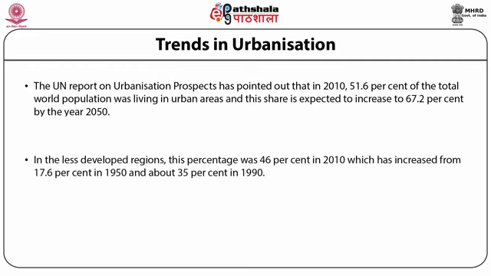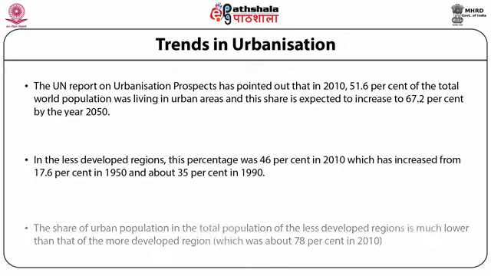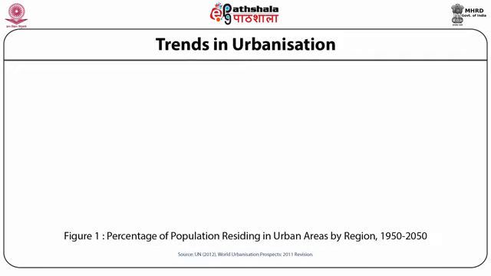In 2010, 46% of the population of the less developed regions was living in urban areas, and this has increased from 17.6% in 1950 and about 35% in 1990. Still, the share of urban population in the total population of less developed regions is much lower than that of the more developed regions, which was about 78% in 2010. These trends can be easily observed from Figure 1.